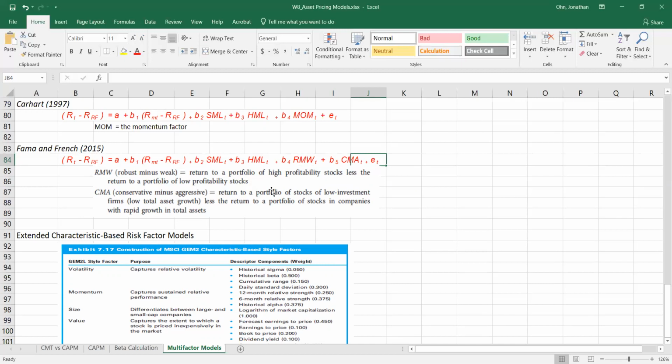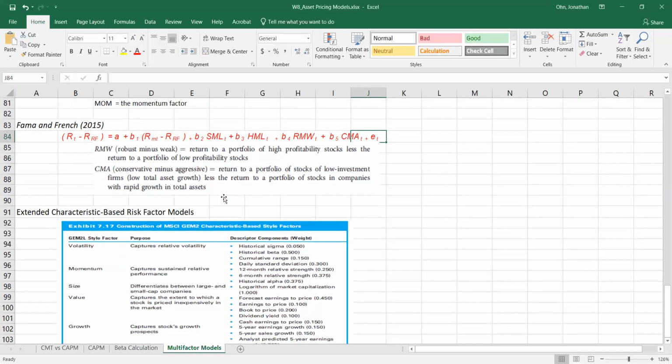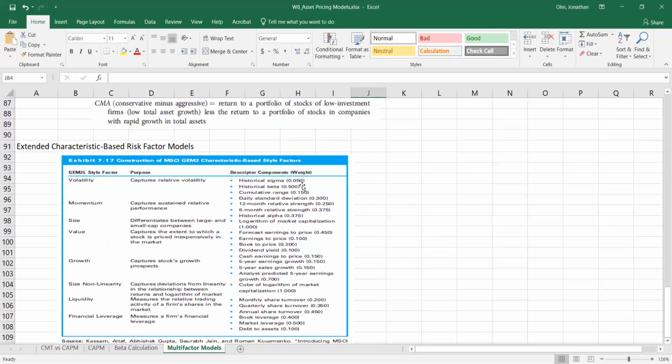Another one is the return to a portfolio of stocks of low investment firms, less the high rapid investment. So it's investment growth potential. That's the fifth risk factor that they identified, and they proposed this 5-factor model, the Fama-French 5-factor model. Of course, they use this one in their own investment consulting, investment business there.